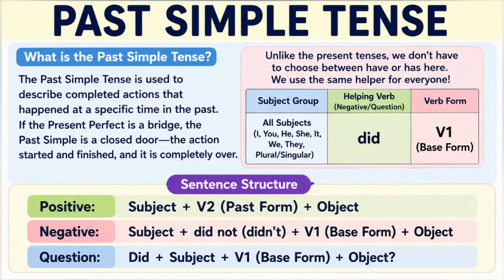Unlike the present tenses, we do not have to choose between have and has here. We use the same helping verb, did, for everyone in negative and question sentences.